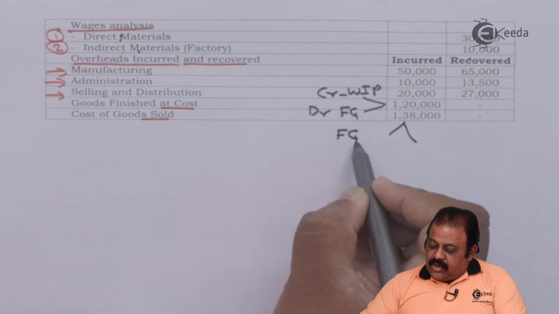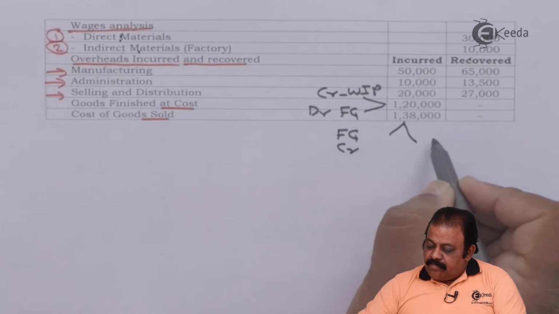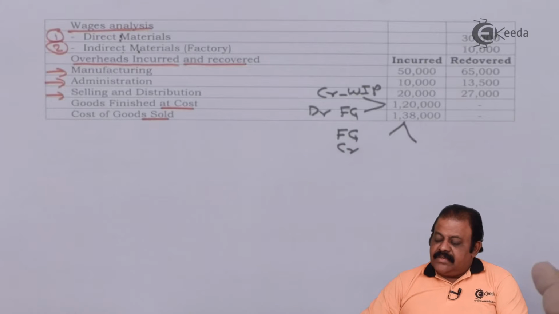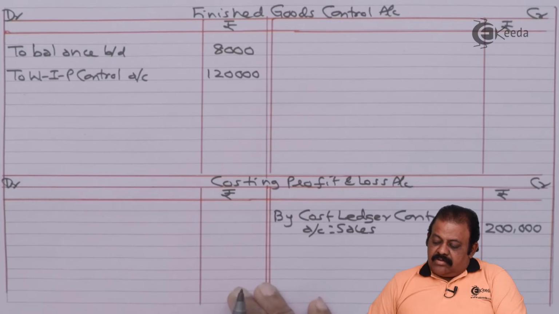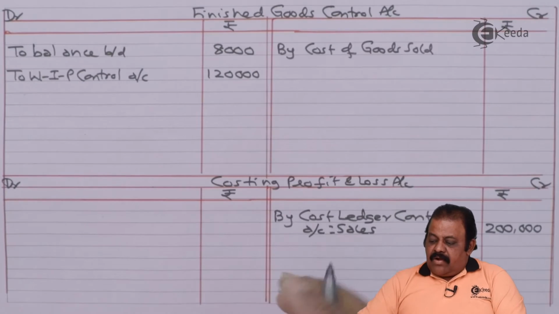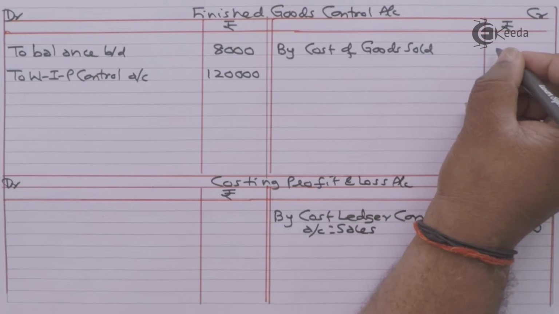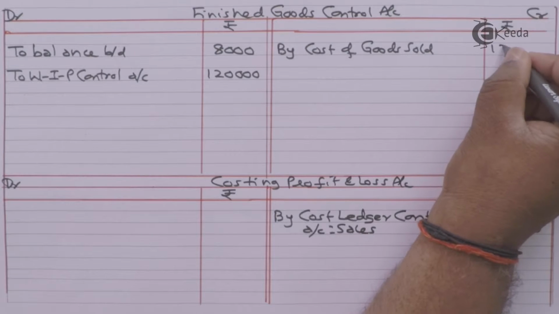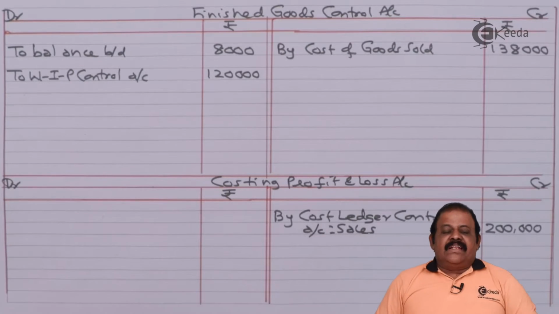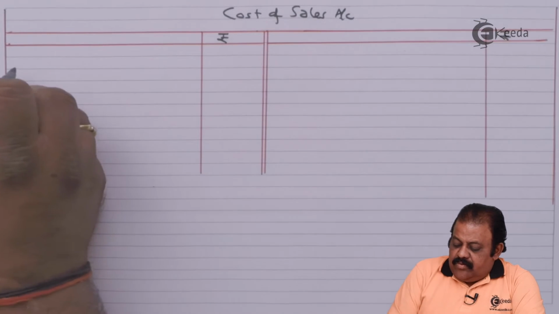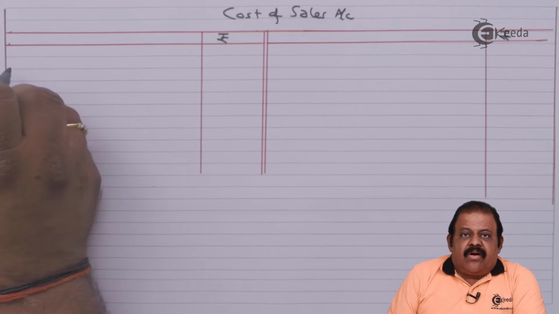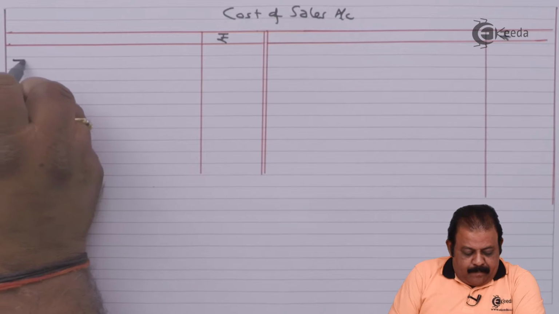This will be credited to finished goods. It will be debited to cost of sales. Finished goods control account, credit side, by cost of goods sold 1,38,000. In cost of sales account, we will be recording this on the debit side.